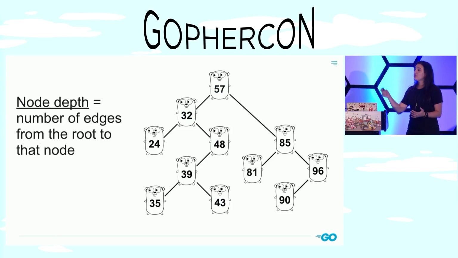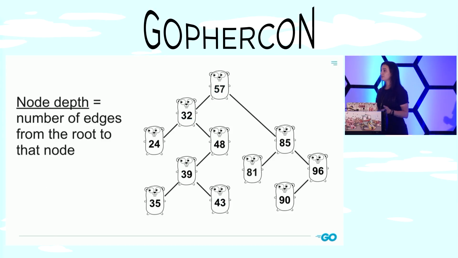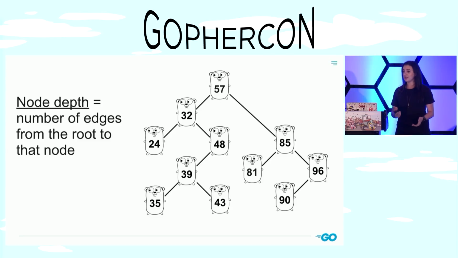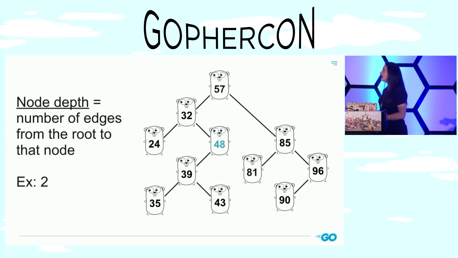You can do this, though, not just from the root. So you might be curious, what is the node depth? So say I'm searching for 48. I am going to find that the node depth of 48 is 2. Going from the root down to 48 is 2, which would be a lot faster than searching for that 43.